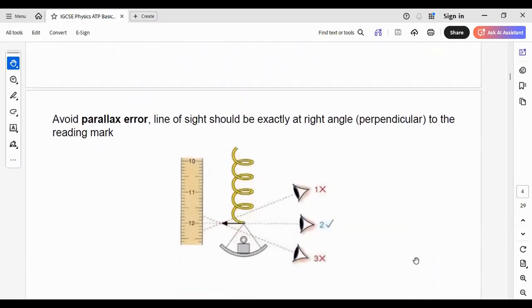For example, this is an experiment with a spring, and this is the needle marker here. One student is watching from here, another is seeing from here. The one whose line of sight is exactly perpendicular to the scale is overcoming the parallax error. The others are reading wrongly. This one is reading less than the actual value, and this one is reading more than the actual value. The second one is exactly reading the actual reading.